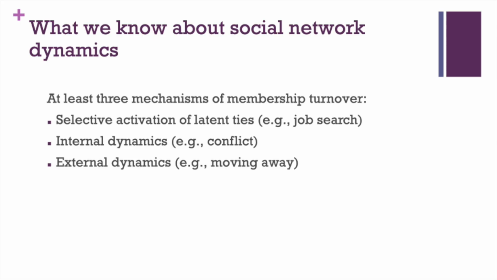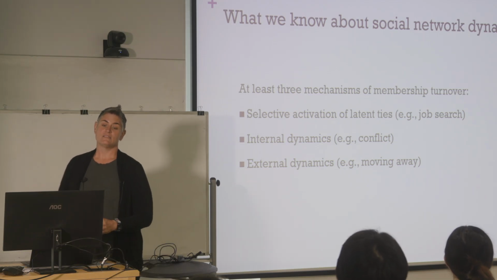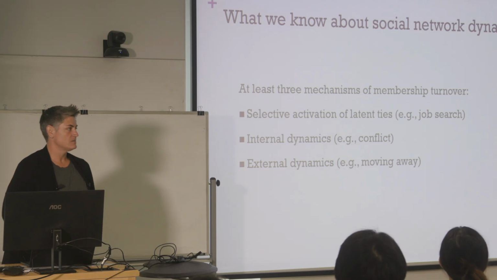And so if we're thinking about what drives membership turnover in networks, there are at least 3 things. There are probably a lot more, but these are the 3 things we tend to study. And so one, and this is really important in terms of how we model networks and why we care about dynamics, is selective activation of latent ties, right?